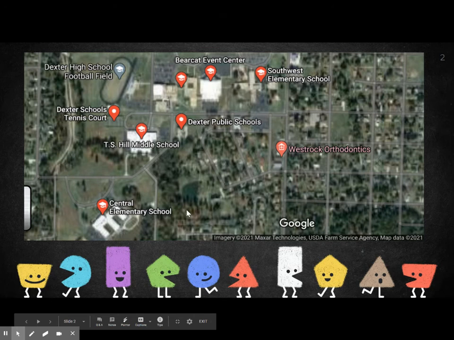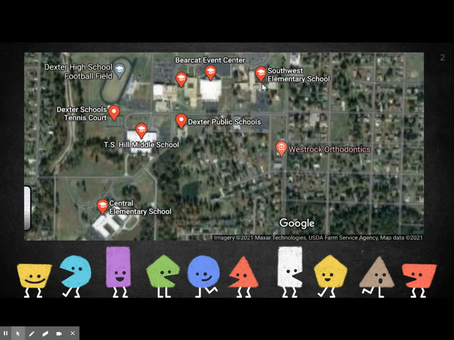Here's a map of our school buildings. There's the high school. There's the football field, the BEC Southwest. There's the admin office there in the middle. There's middle school, and over here Central Elementary. Well, Southwest. Yeah, sorry. And West Rock Orthodontics. Where's the baseball? Tennis court. It's all the way across town. All right, so there's been some discussion about them building a storm shelter for all the schools to go to.